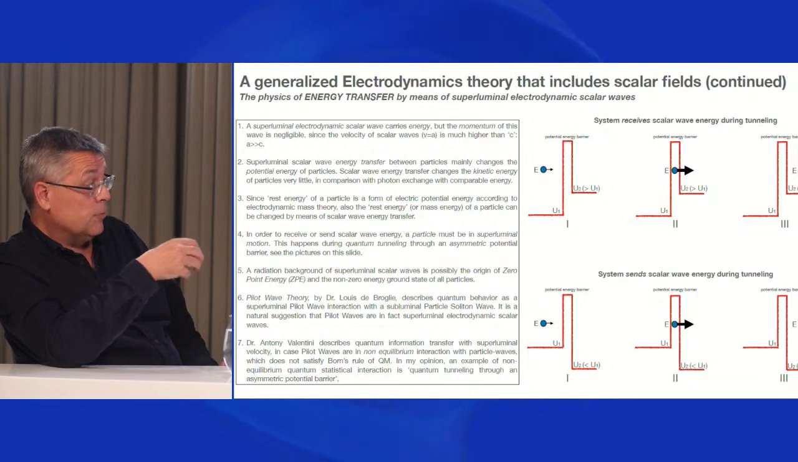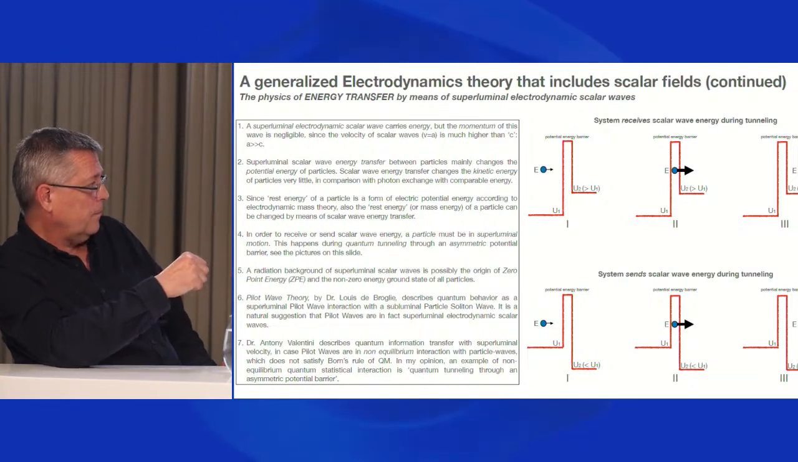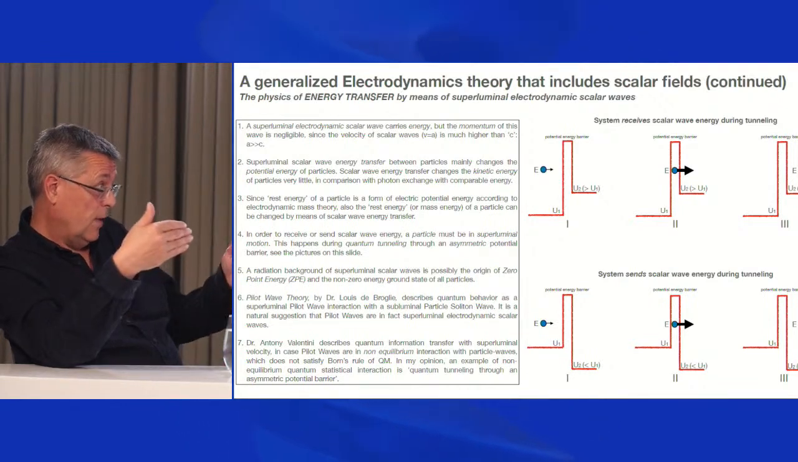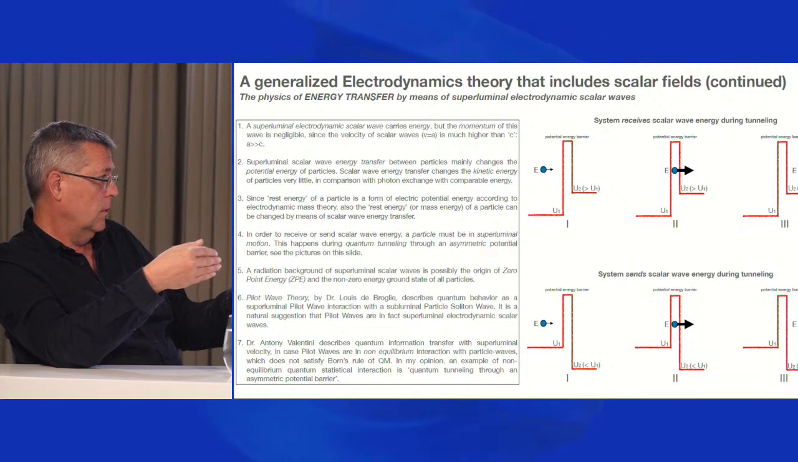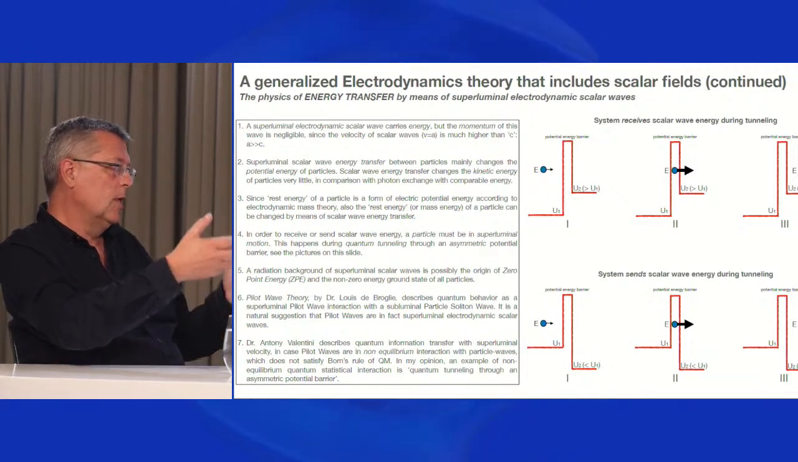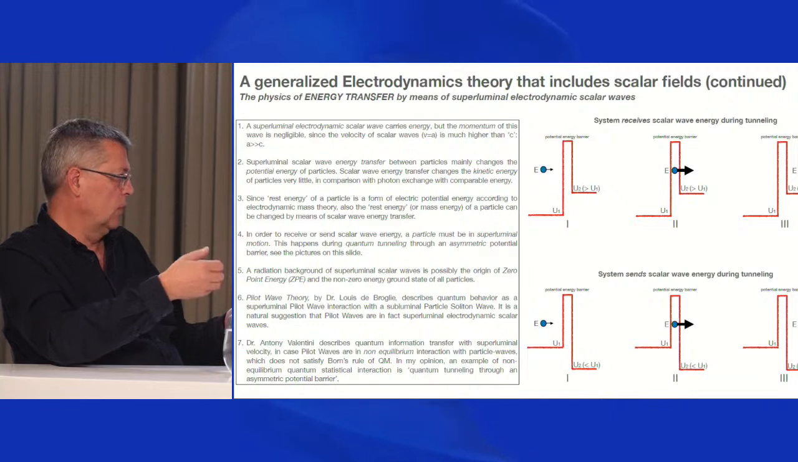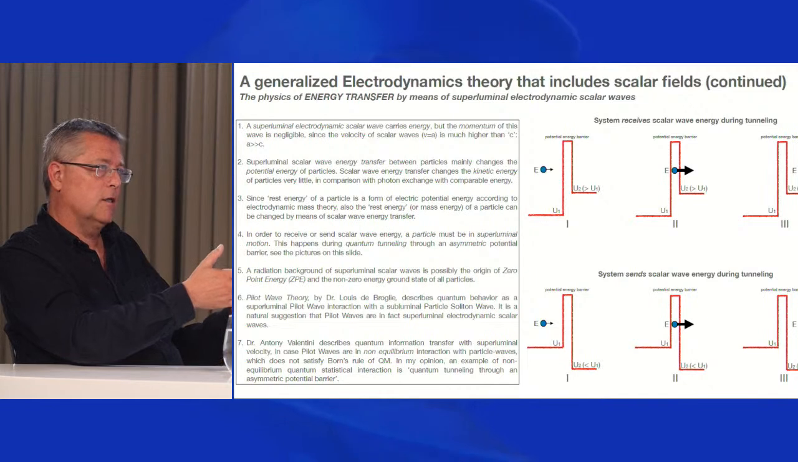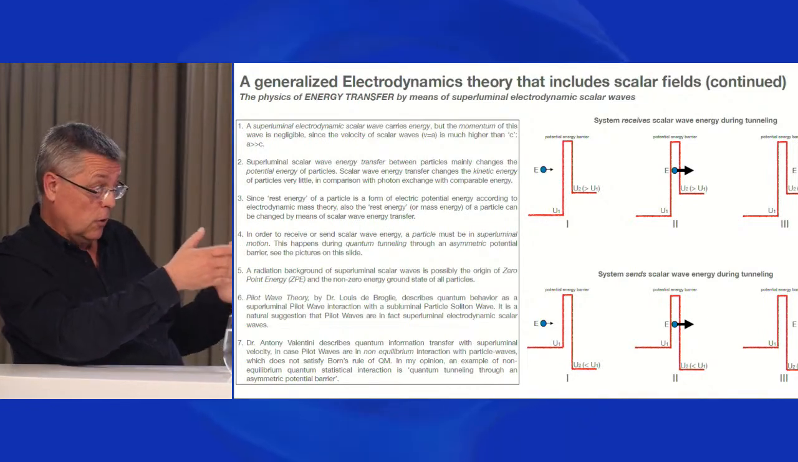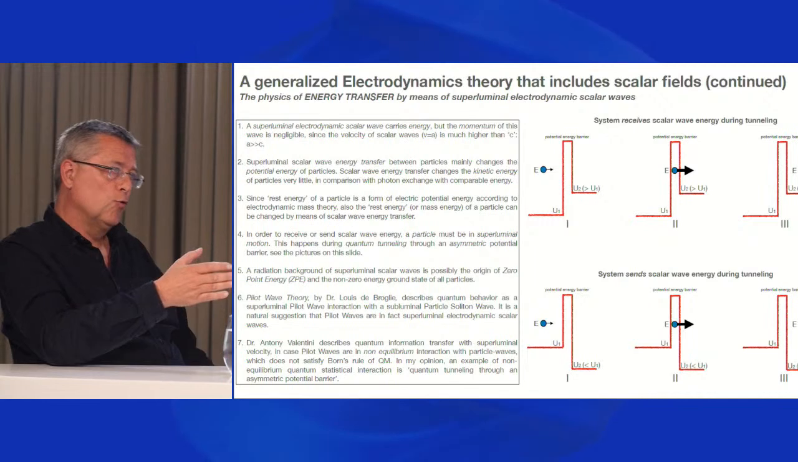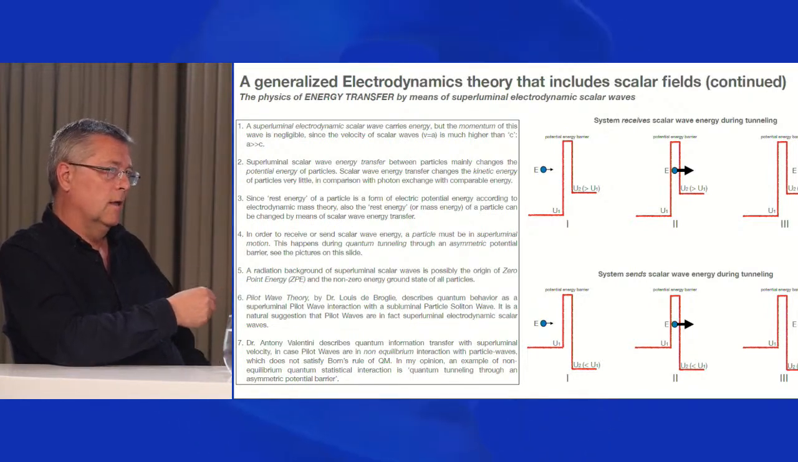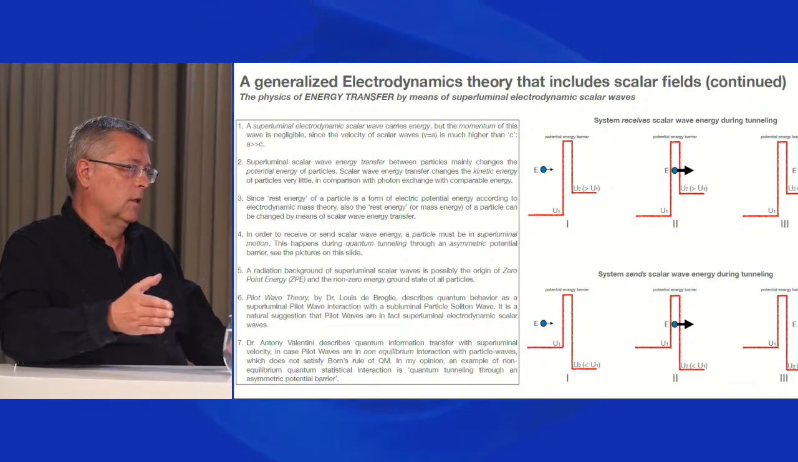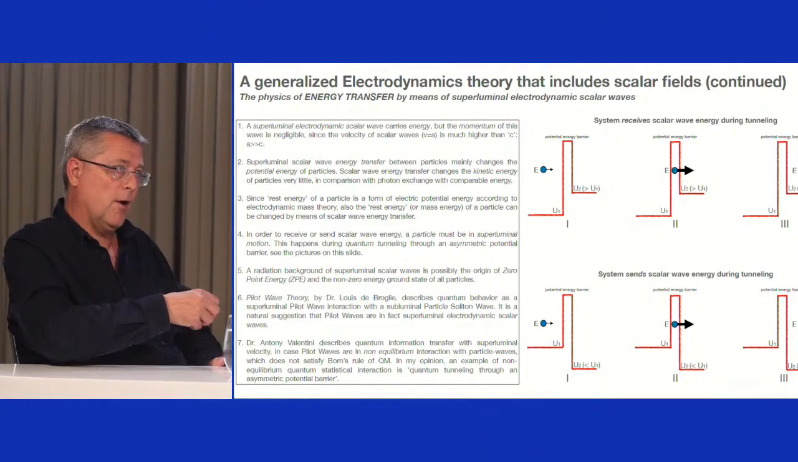Then we have papers by Anthony Valentini, and he describes that in this interaction of particles and superluminal waves, we can have a non-equilibrium or we can have equilibrium. And if there is equilibrium, then Born's rule applies, but in situations where there is no equilibrium, then Born's rule cannot be applied. So then we have a generalization of quantum mechanics, actually, where Born's rule does not apply anymore.